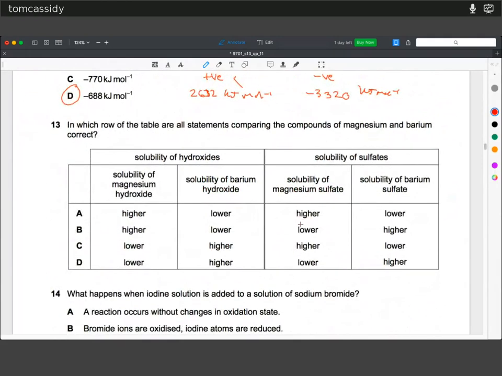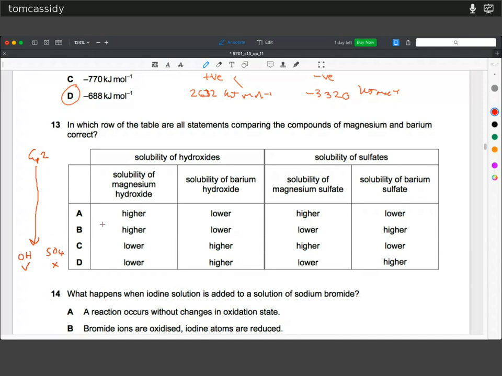Okay, 13 is a little bit nasty because at AS level, you're just expected to know this fact about the solubility of compounds in the group 2 group. When you get to A2, you work through the reasons behind all of this, but at AS level, you just need to know that as you go down group 2, the solubility of hydroxides, I'll just do that, increases. But as you go down group 2, the solubility of the sulfates decreases.